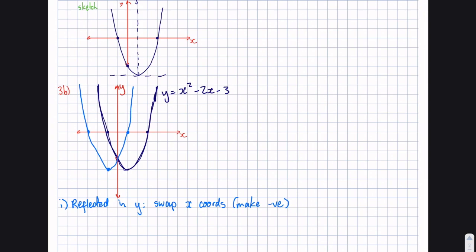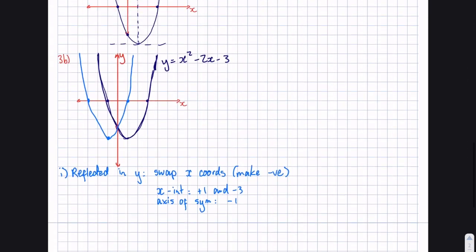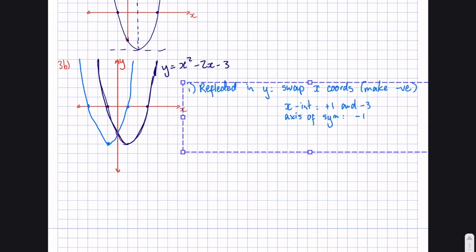So x-intercepts +1 and -3, axis of symmetry, -1 instead of +1. Okay, now they want it reflected in the x-axis. So that was reflected in the y-axis, and I might just move all of this up here.